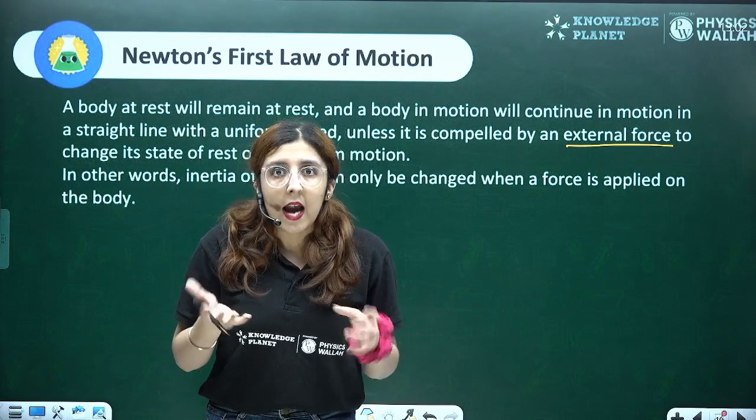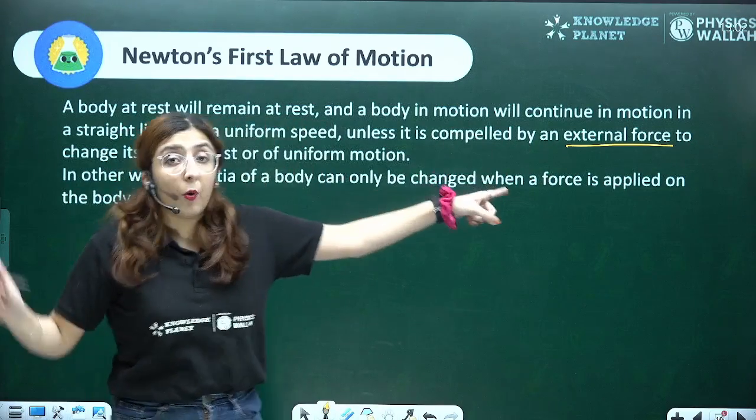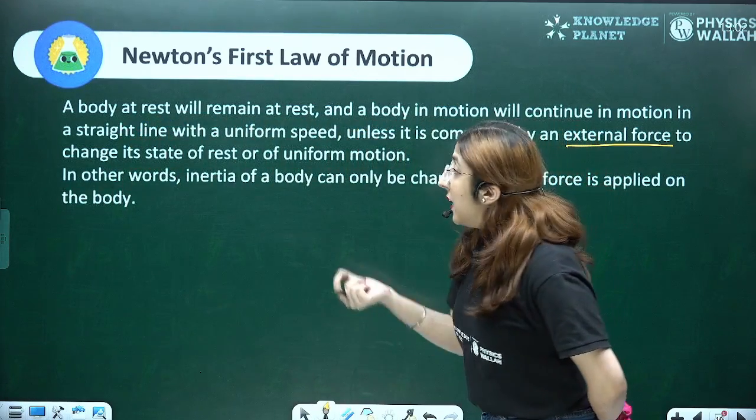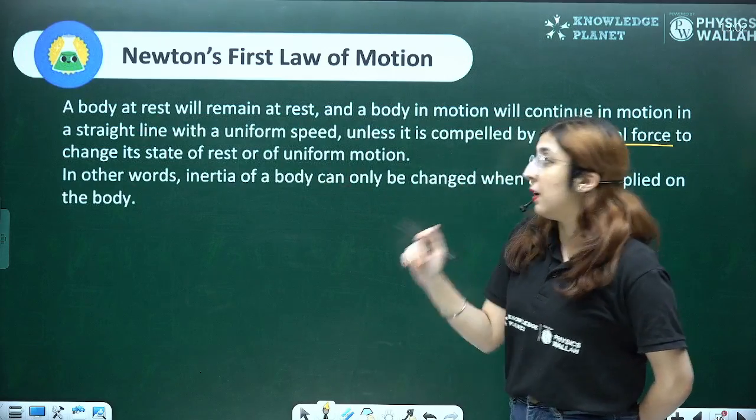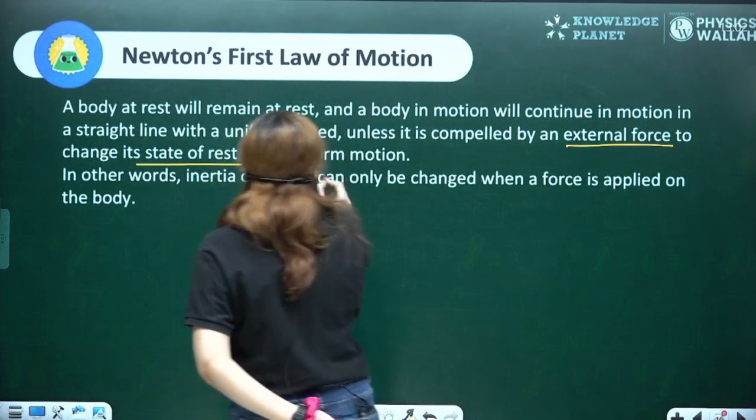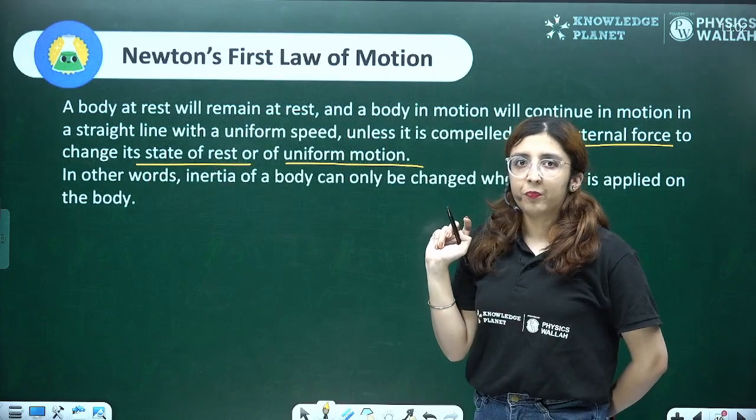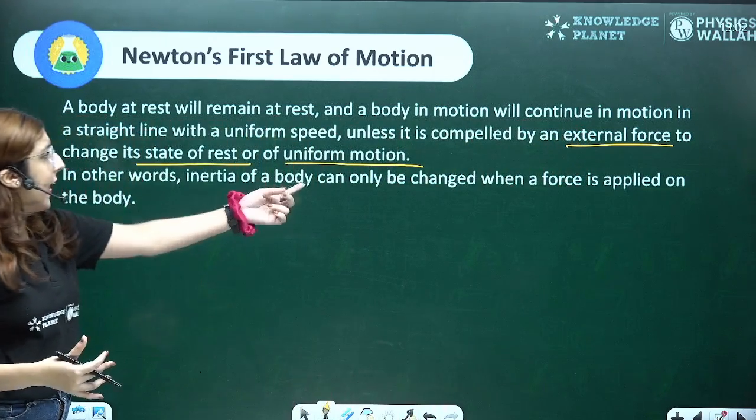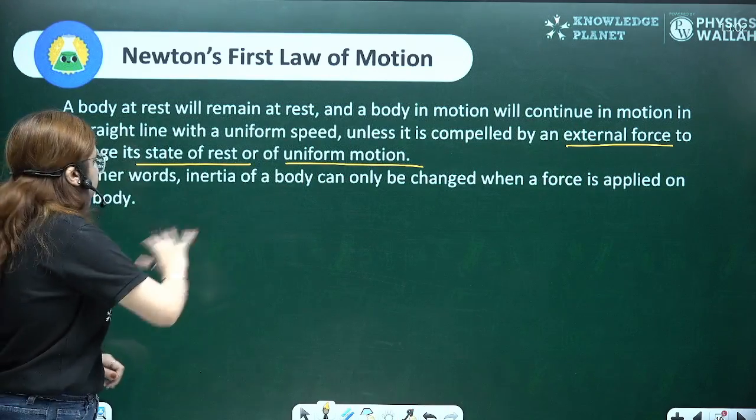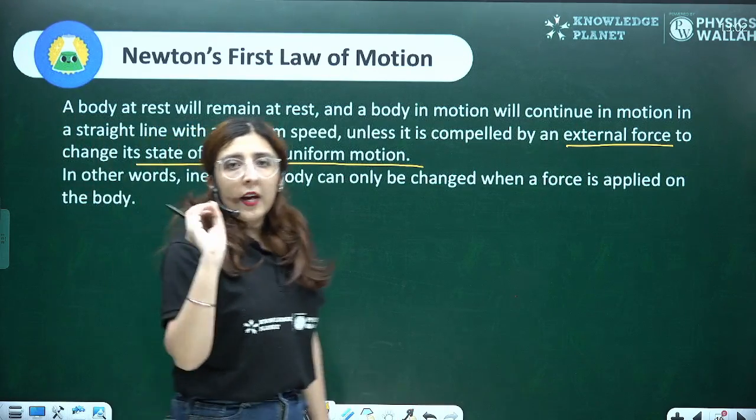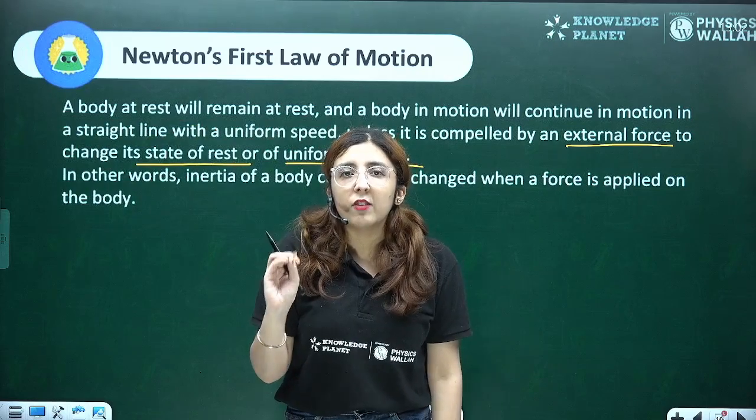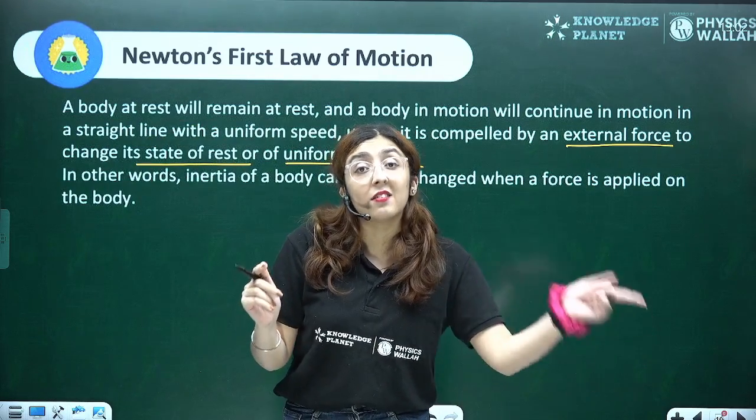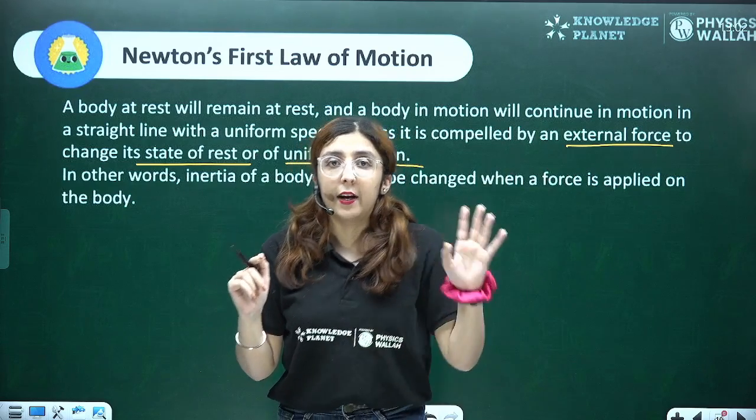And when external forces are acting, or you can say the situation is becoming unbalanced, what will happen? There will be a change of its state of rest or uniform motion. In easier words, the inertia of a body can only be changed when force is applied. So you can change the state of rest, you can change the state of uniform motion when an external force is applied.